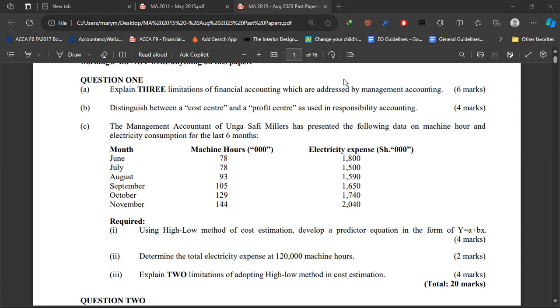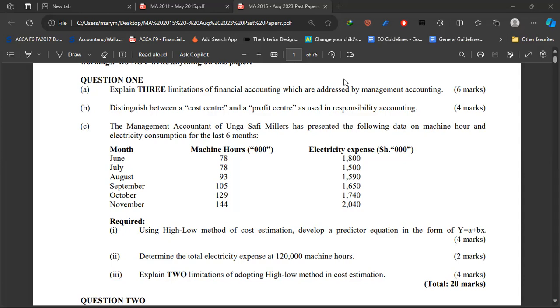So in that regard, I will start with April 2023, question number 1C, where we are told that the management accountant of Ungasafi Millers has presented the following data on machine hours and electricity consumption for the last 6 months. The examiner has already given you data regarding machine hours and the electricity expense.